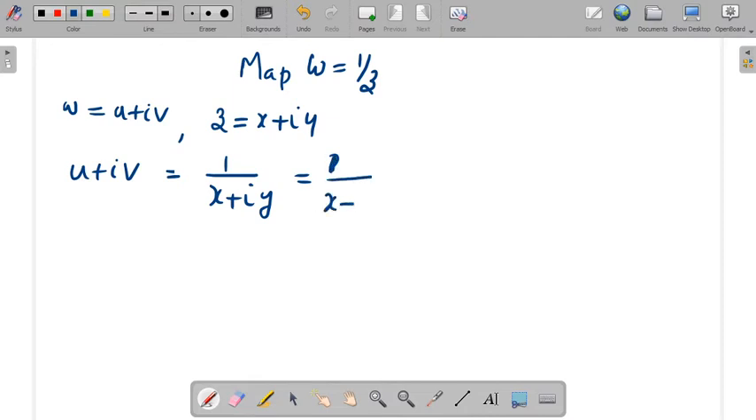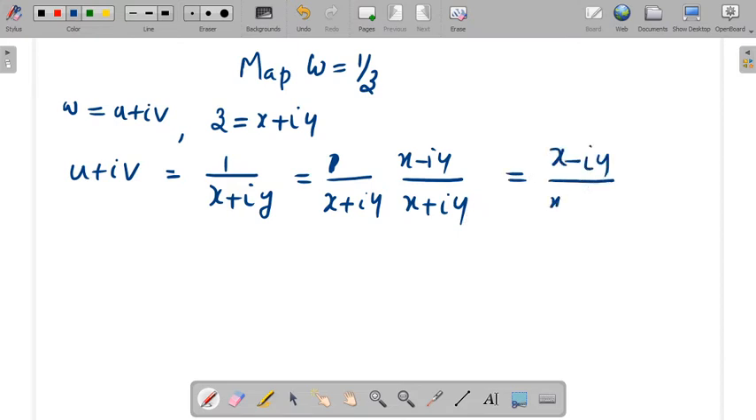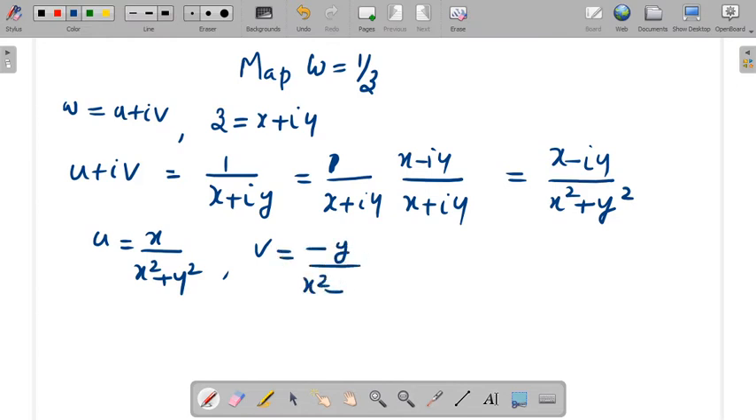So 1 by X plus IY into X minus IY divided by X plus IY, and this is equal to X minus IY divided by X square plus Y square. So we can write U equal to X divided by X square plus Y square and V equal to minus Y by X square plus Y square.